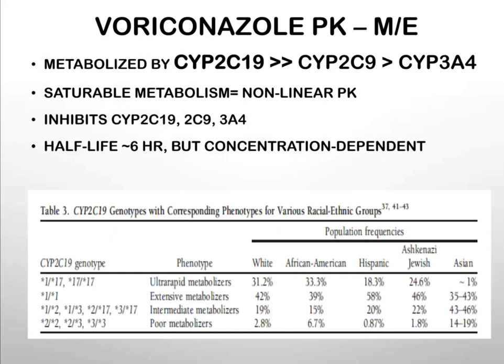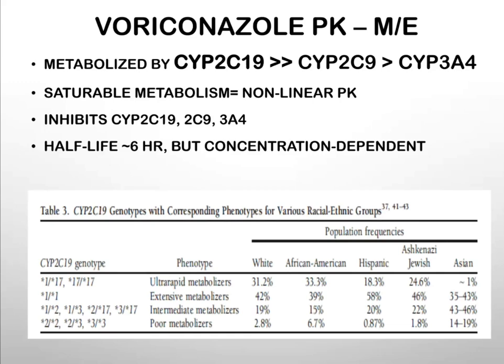Voriconazole is metabolized by CYP2C19 predominantly, and to a lesser extent by 2C9 and 3A4. It has saturable metabolism, which means nonlinear pharmacokinetics, which means the higher the concentration, the longer the half-life. Voriconazole also inhibits CYP2C19, 2C9, and 3A4, which is similar to what you might encounter with fluconazole, but Voriconazole is a more potent inhibitor.